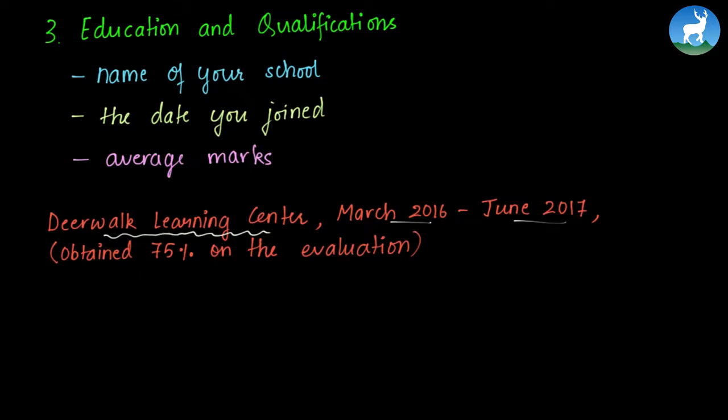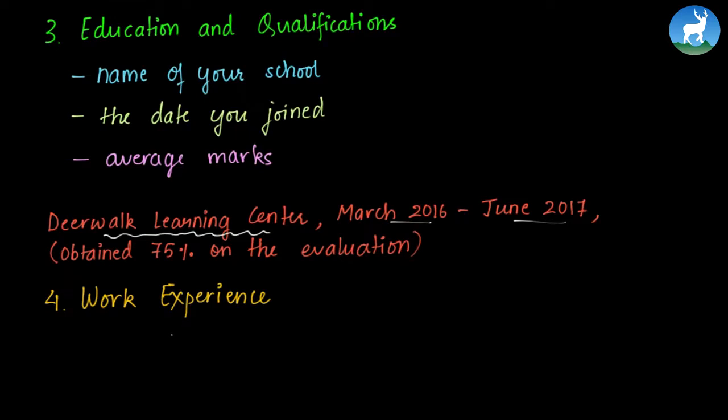Now once you're done with education and qualifications, you would like to go to the work experience. In this section, list all the related work experience you have. List the name and location of the company and the years you worked there. Start with the most recent job and then go backwards.